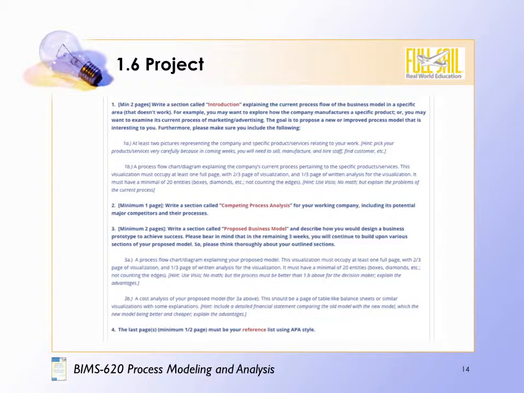You have to give me a process flow chart, and we'll talk more about what type of charts I expect after this. It has to be about a full page, with 2/3 page of visualization at the bottom or at the top, however you want to orient it. Then written analysis for the visualization. It must have at least 20 entities, 20 solid entities.